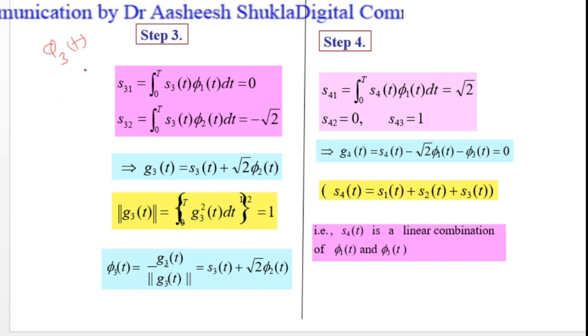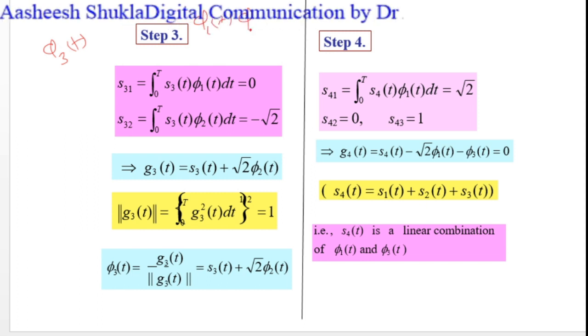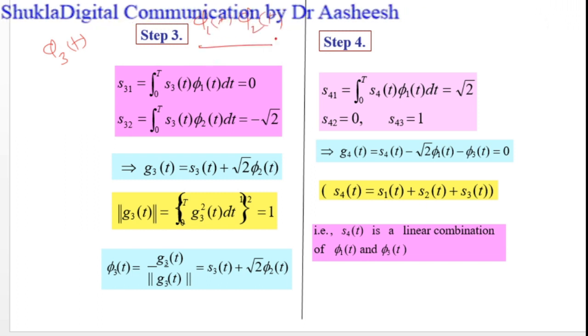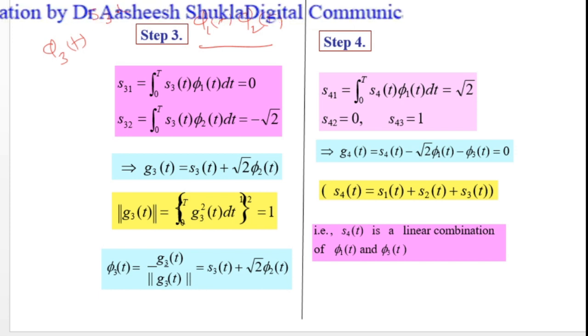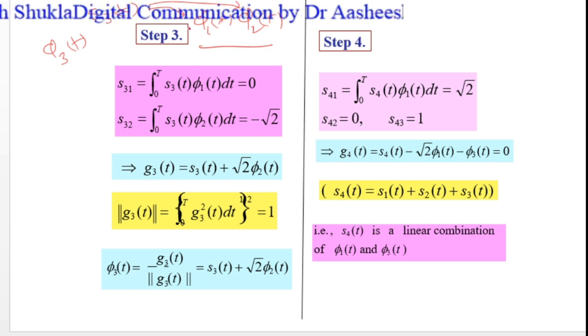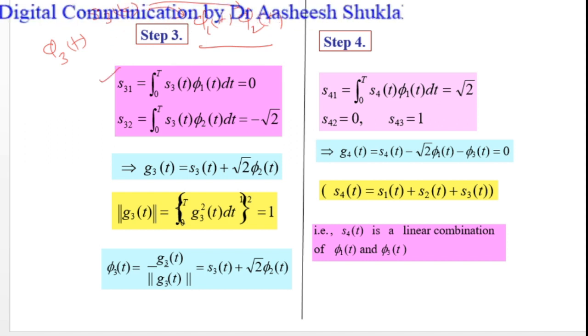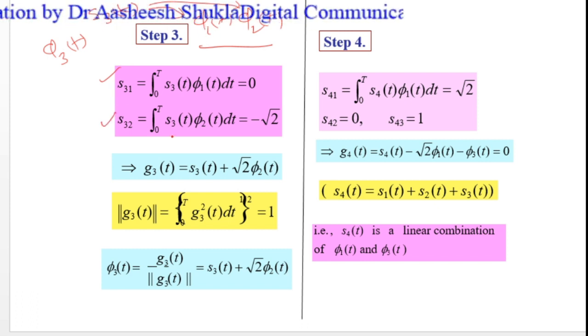So to find phi 3t, we should know that the vector phi 1t is available to us and phi 2t is also available to us. So the new vector should be perpendicular to phi 1t as well as phi 2t. So for the given vector S3, we have to take the projection of S3t on phi 1t and on phi 2t. The projection of S3t on phi 1t will be S31. The projection of S3t on phi 2t will be S32, right? So the projection on phi 1t can be written as the integral from 0 to T of S3t phi 1t dt, and similarly S32 can be written as the integral from 0 to T of S3t phi 2t dt.